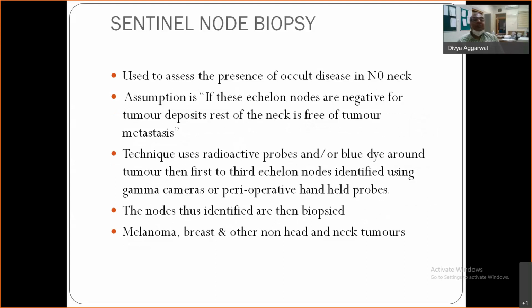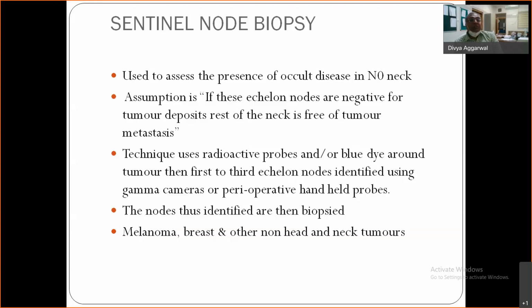Now, sentinel node biopsy. What is a sentinel node biopsy? Suppose there's an N0 neck. It is used to assess the presence of occult disease in an N0 neck. The assumption is that if these echelon nodes are negative for tumor deposit, the rest of the neck is free of tumor. So there are echelons. When the cancer goes to the neck, there are first or second or third echelons of lymph nodes.